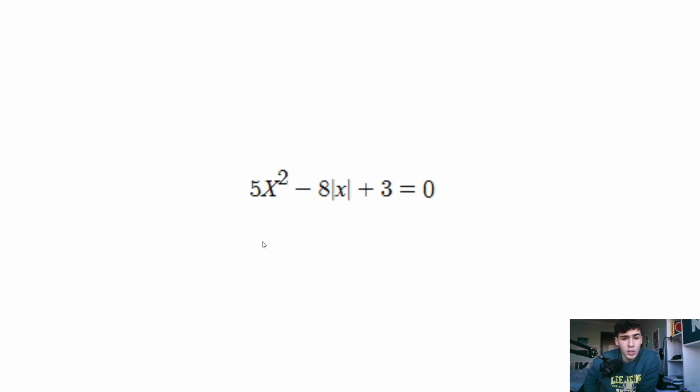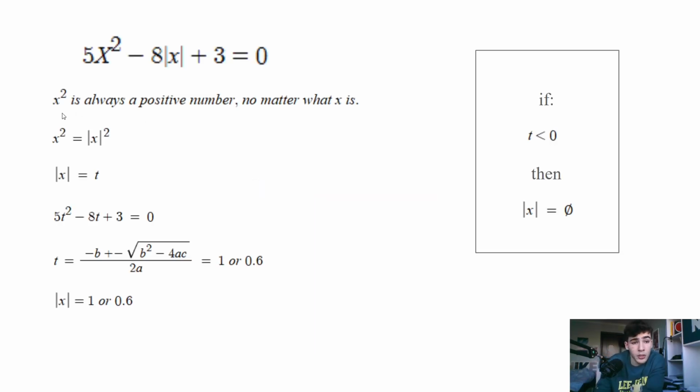This seems pretty confusing at first, but it's not really confusing. From the last equation, I mentioned that x squared is always a positive number no matter what x is. So it doesn't matter if x is a negative number or a positive number. And we know that absolute value turns a number, no matter if it's negative or positive, into a positive number.